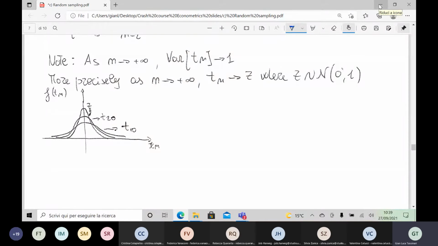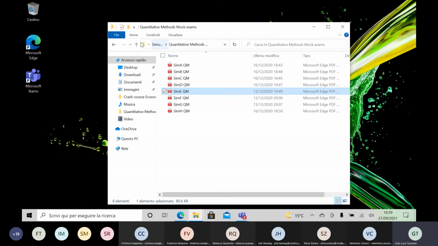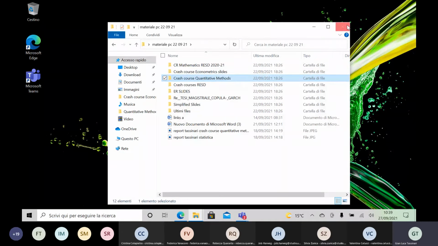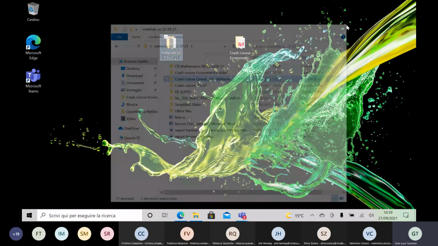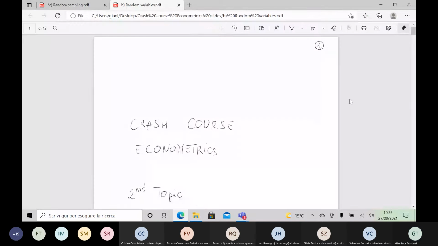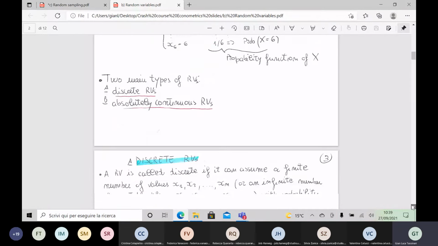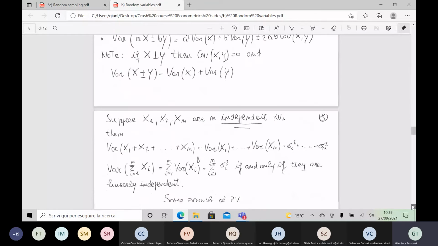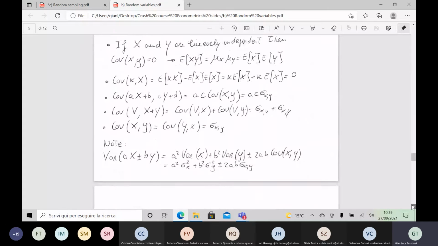Let me open the file, the one on random variables. Let me take it. Okay, it's here. Variance. No, maybe I already passed it. Oh no, it's before. Wait a moment.